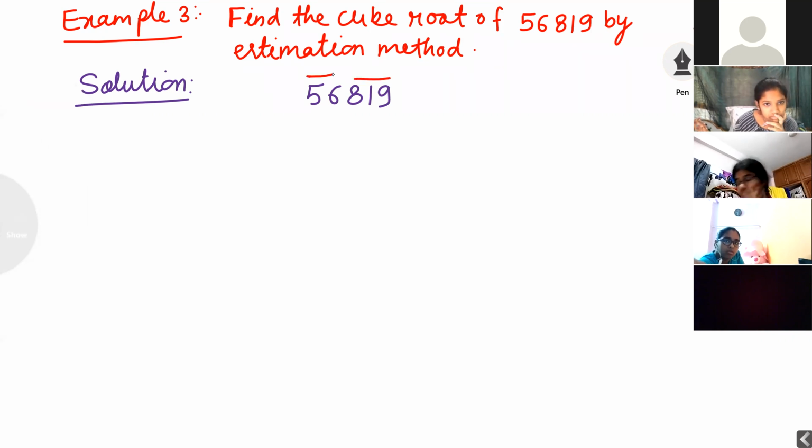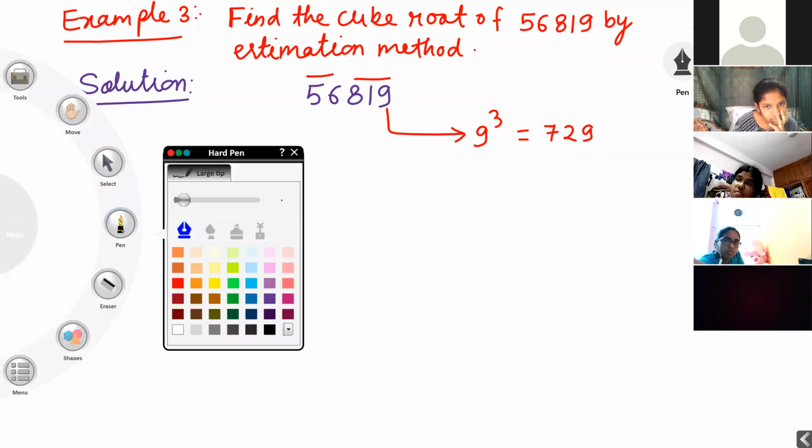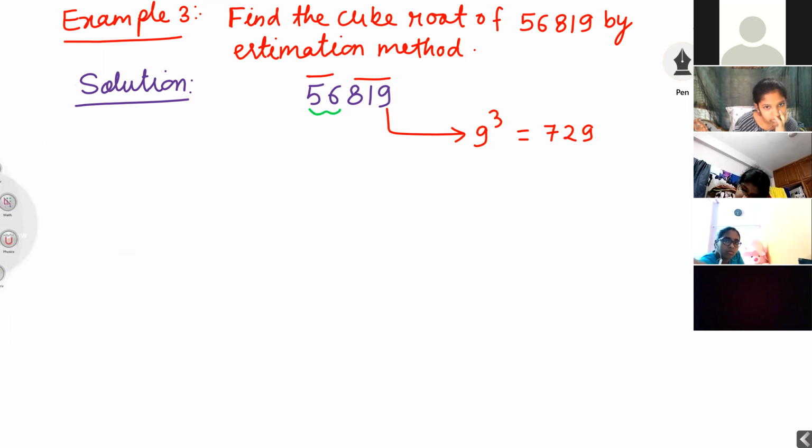819 and 56. Now I want to find the cube of the ones place digit. 9 cube is 729. Next, the second pair is 56. Now we want to take two approximate cube values. 3 cube is equal to 27. 4 cube is equal to 64. But we want to select the smallest value.